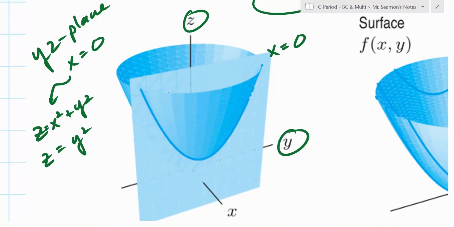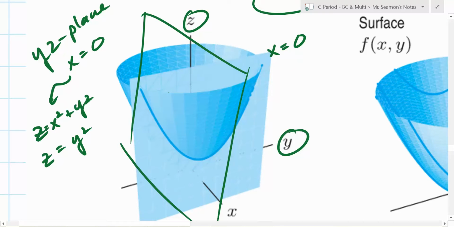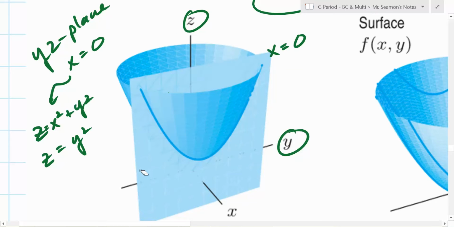What is perpendicular to the YZ plane? Which axial plane is it? The XZ plane. This plane right here. Does everybody see that plane right there? That plane is perpendicular to the YZ plane. So what are we going to do?